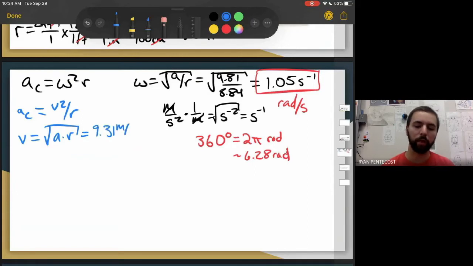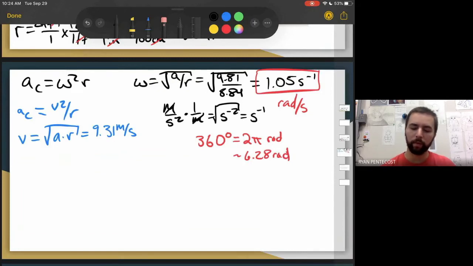And a meter per second is not something to mess with, right? A meter per second is actually pretty fast. If you can travel a full meter every second, you're going pretty quick. So 9.31 meters per second is about 21 miles per hour, right? So you are not just casually moving along. That is a pretty quick move. So 1.05 radians per second is not unreasonable.